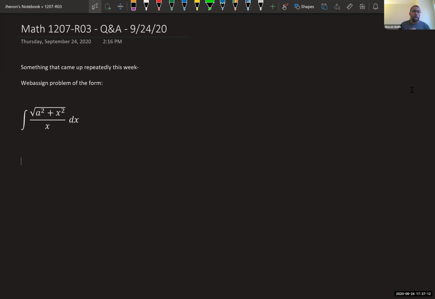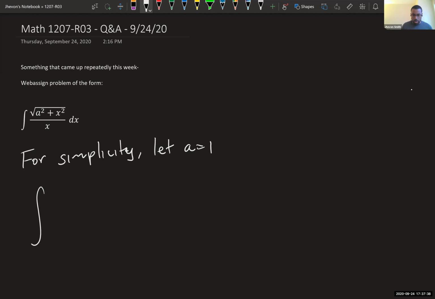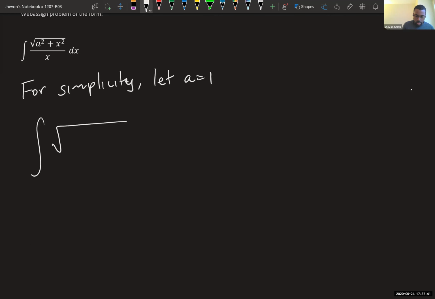So we are going to look at a problem like this, the integral of the square root of a squared plus x squared all over x dx, where a can, of course, be any non-zero constant. For the sake of simplicity, let a equal 1. So we have the square root of 1 plus x squared all over x. At this point, the thing that we know that would tackle this is trig substitution.